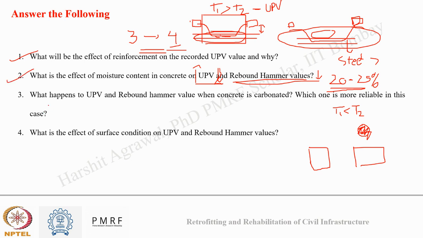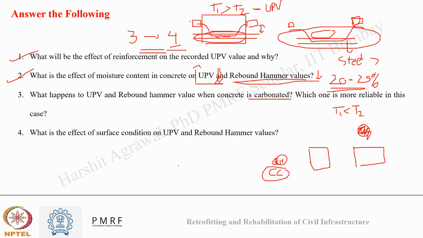Okay, now third question is, what happens to UPV and rebound hammer values when concrete is carbonated, and which one is more reliable in this case? So when concrete is carbonated, what will happen? The voids that were there contain calcium hydroxide, which doesn't provide any strength to the concrete. Upon carbonation, it converts into calcium carbonate, which is a solid precipitate and which is filling the pores inside the concrete. So if we do UPV on a carbonated concrete, we will get a higher value than on a non-carbonated concrete.